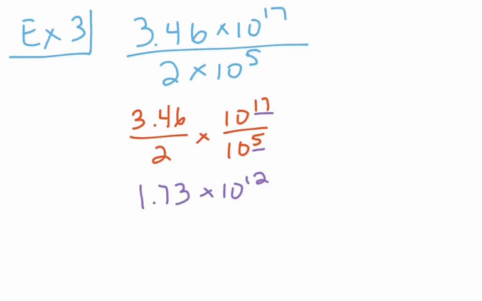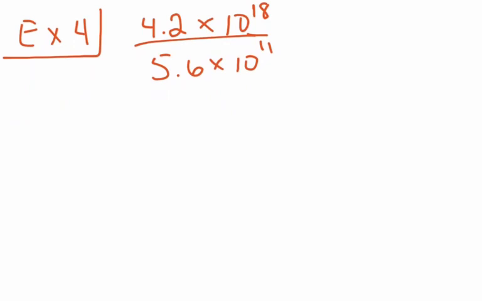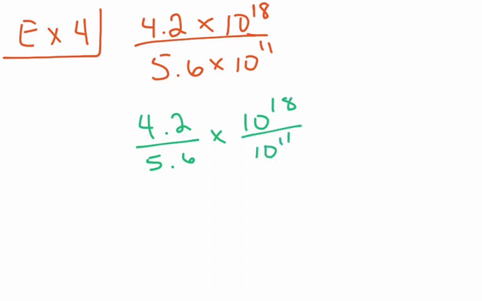Let's take a look at one more example. For this one, we have 4.2 times 10 to the 18th over 5.6 times 10 to the 11th. Again, I'm going to group the like terms together. So I'm going to take 4.2 over 5.6, multiply that by 10 to the 18th over 10 to the 11th.